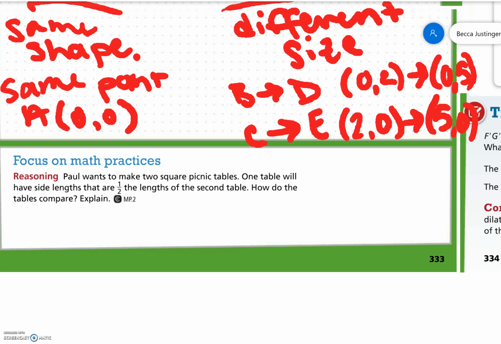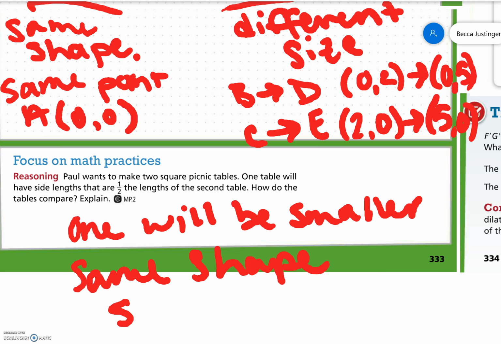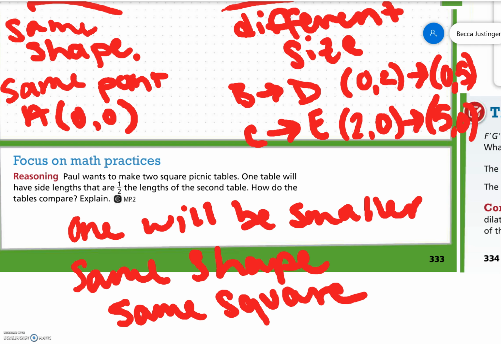Paul wants to make 2 square picnic tables. One table will have side lengths that are 1/2 the lengths of the second table. How do the tables compare? Explain. Well, if it's half the length, one will be smaller than the original, but they will be the same shape. So still the same square. So they'll still have 90-degree angles.